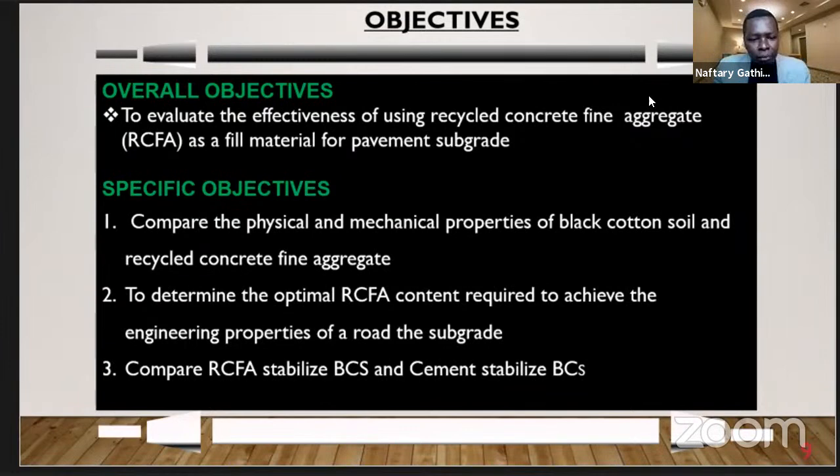I think the third one, we are just adding because people wanted to see three objectives. So this one, no problem. This one is okay. After you see the performance, the optimum amount that you'll have found for RFCA is the one you'll compare with the cement. And then you can bring in the issue of the cost.